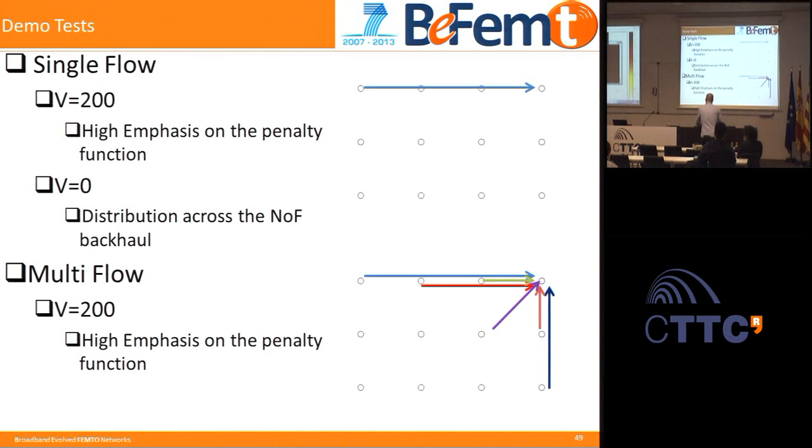So the first experiment that we want to show, I will explain here, is: let's try to send a flow of 2 megabits from this node to this node using a high degree of direction in reaching the destination. So let's give a high emphasis to the penalty function. Let's close this and let's execute. Okay, let's pray now.